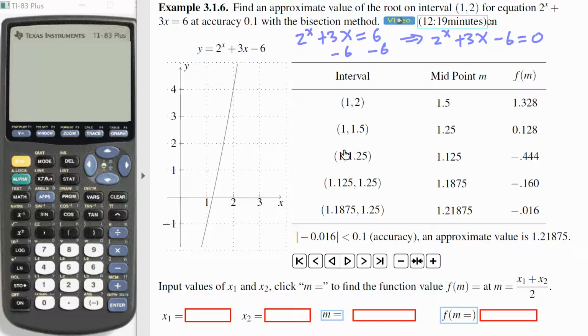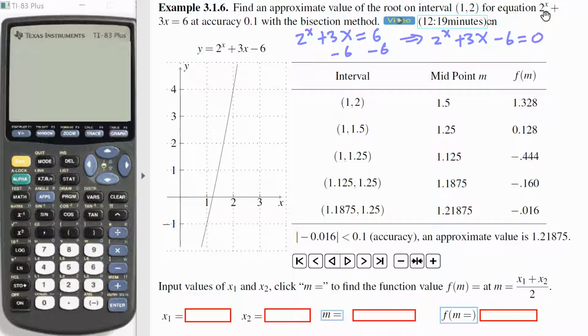In this video clip, let's look at this example. Find an approximate value of the root on interval 1 to 2 for the equation 2^x + 3x = 6 at accuracy 0.1 with the bisection method.